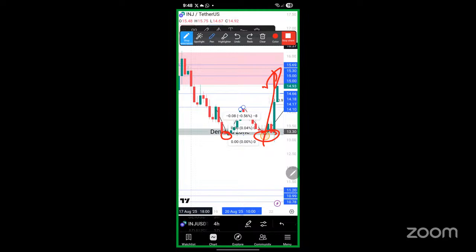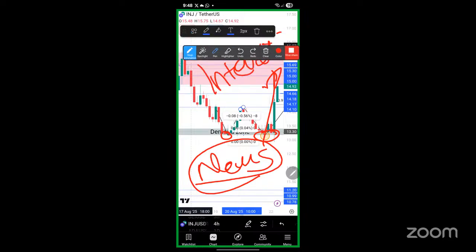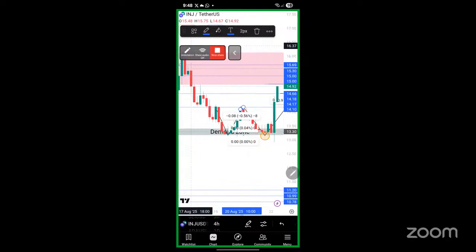Then you look at the news. The news tells what was happening in the market. The news was saying interest rates are cut. When interest rates are cut, the market has to go bullish. Simple. That's why I am taking a trade with confidence. So that is what we call a double bottom.